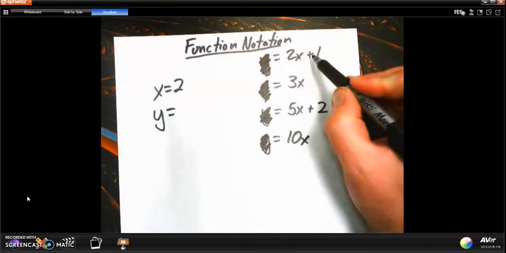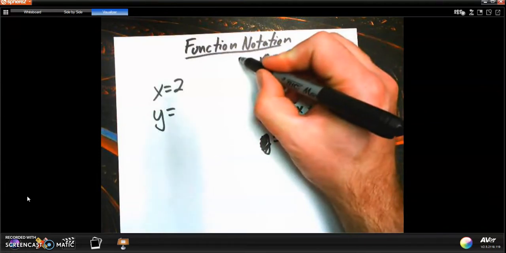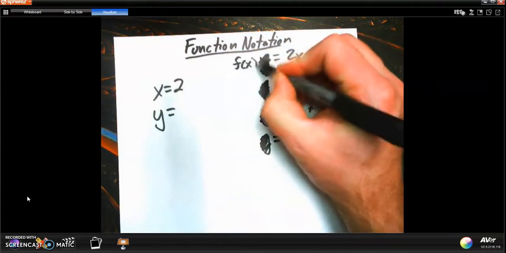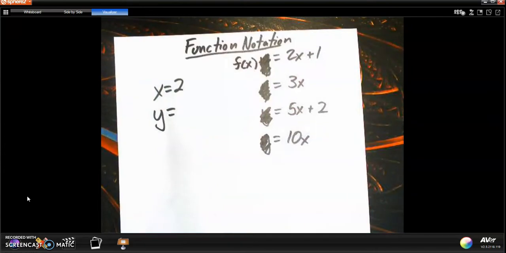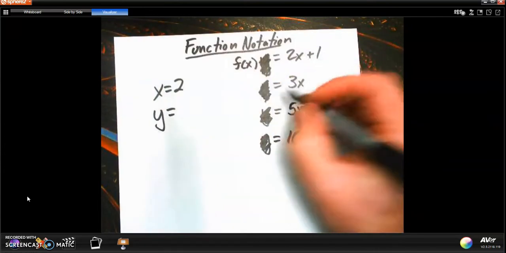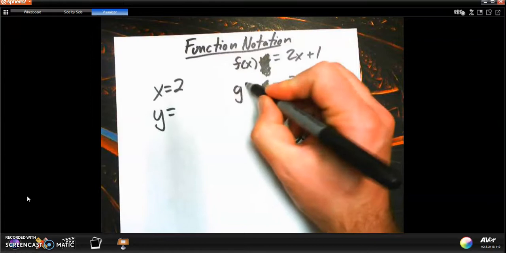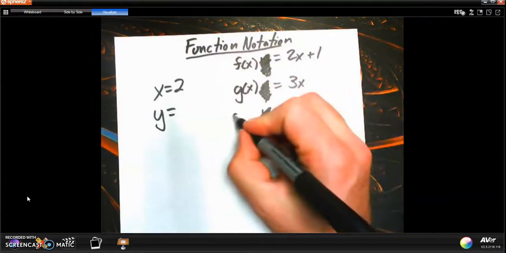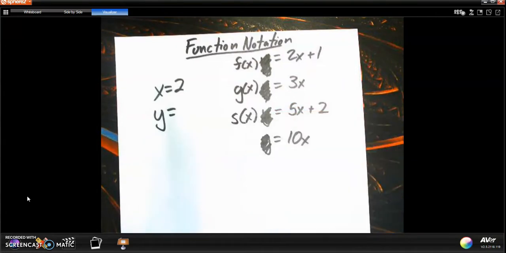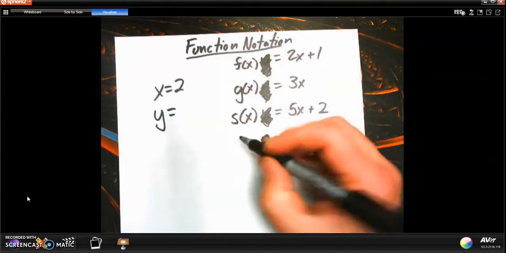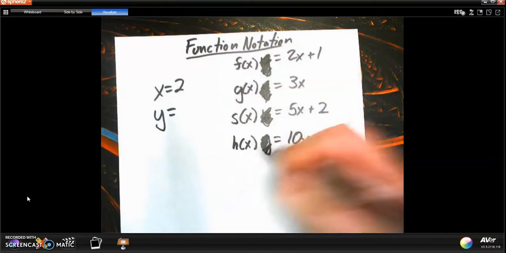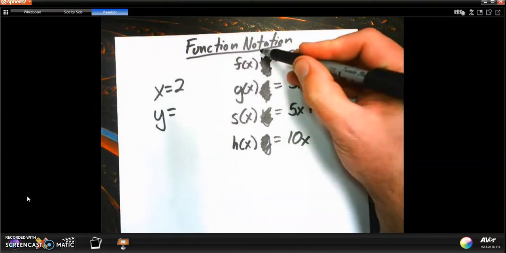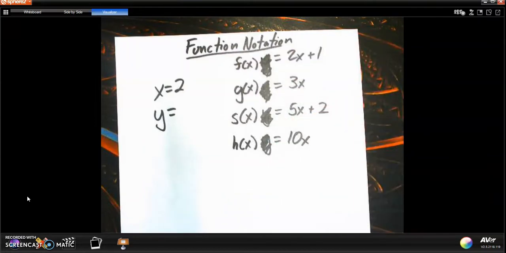So instead of y equals 2x plus 1, I'm going to call this the function f. So f of x equals 2x plus 1. And then the next one, instead of being y equals, I'm going to say this is g. Right? And then I'm going to say this one is, let's go with an s for Shayla, because she asked for this video, right? And then the last one's going to be an h, right? So now I have function g, function f, function s, and function h, right?